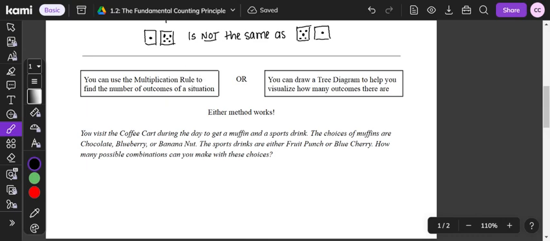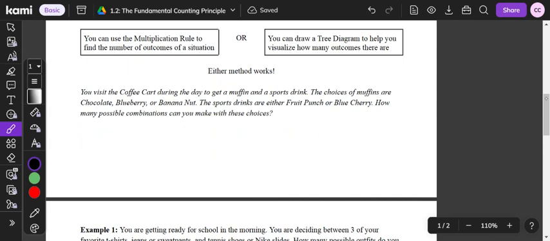So right here, for this example, at the bottom of our first page of notes, I'm actually going to show you both ways. Over here, I'll draw a tree diagram, and over here, we'll do the fundamental counting principle. Remember, this is sometimes just called the multiplication rule.